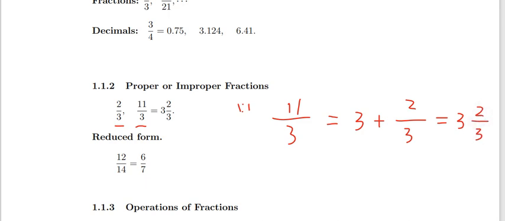And for those fractions, like 12 over 14, it is a fraction, integer over integer, but this one we can simplify to 6 over 7. This 6 over 7, we cannot simplify any more, so we call that the reduced form.